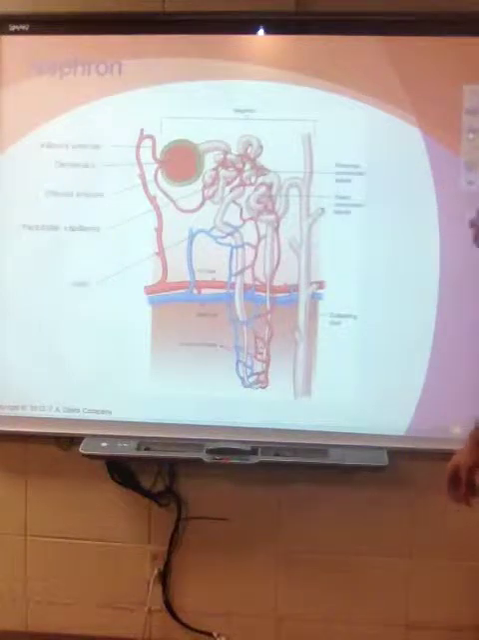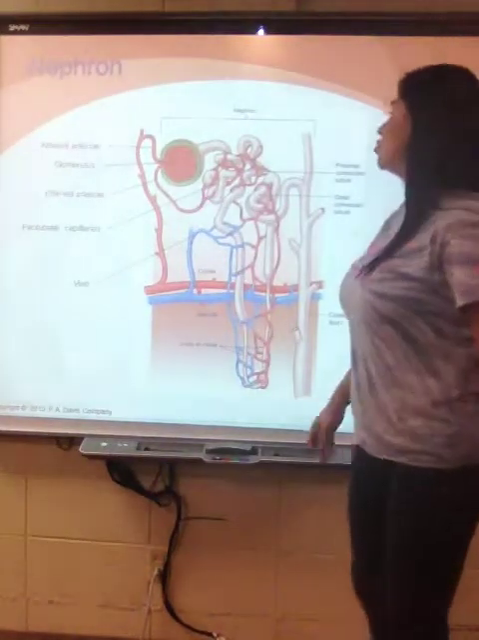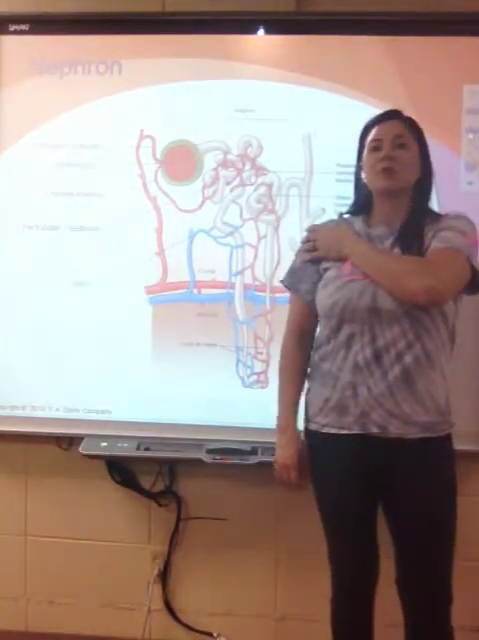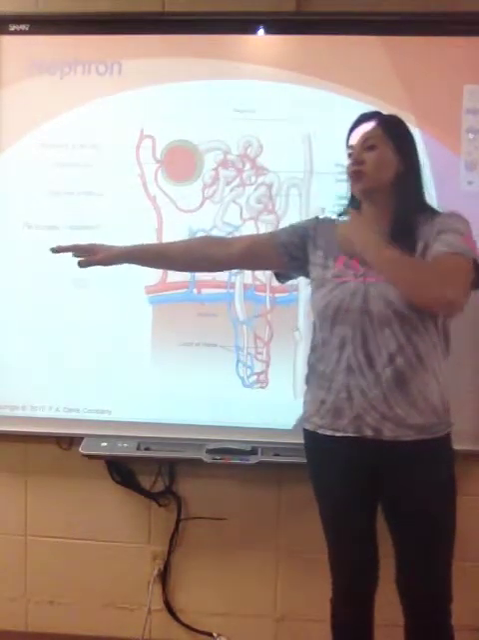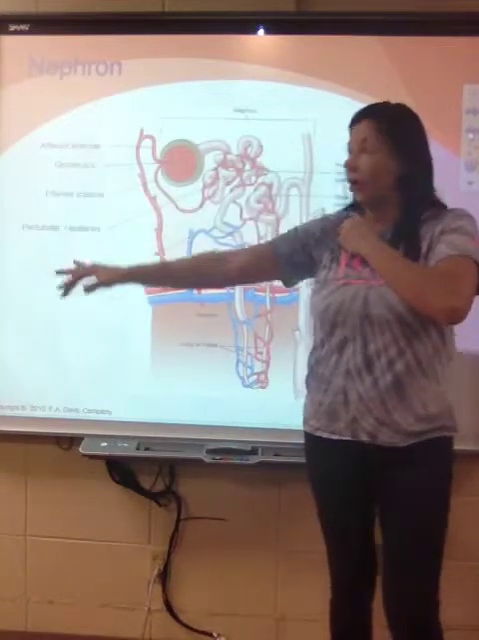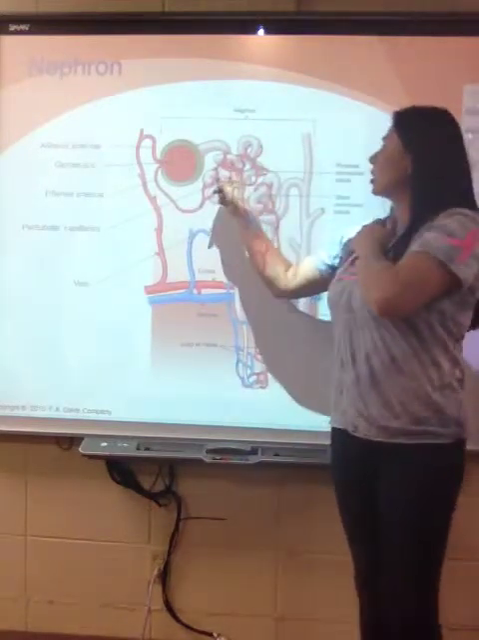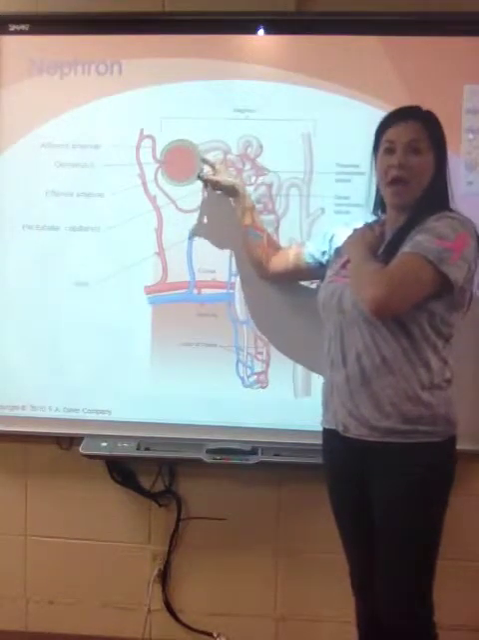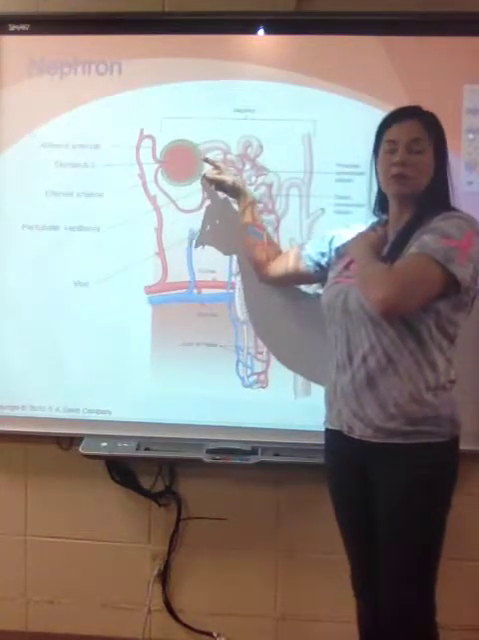So yes, proximal means close, the closest to the origin. So my deltoid muscle would be proximal to my phalanges because it's closer to where it originates than my fingers are. This proximal convoluted tubule is closest to where it's coming out of, where it begins. So it's proximal.